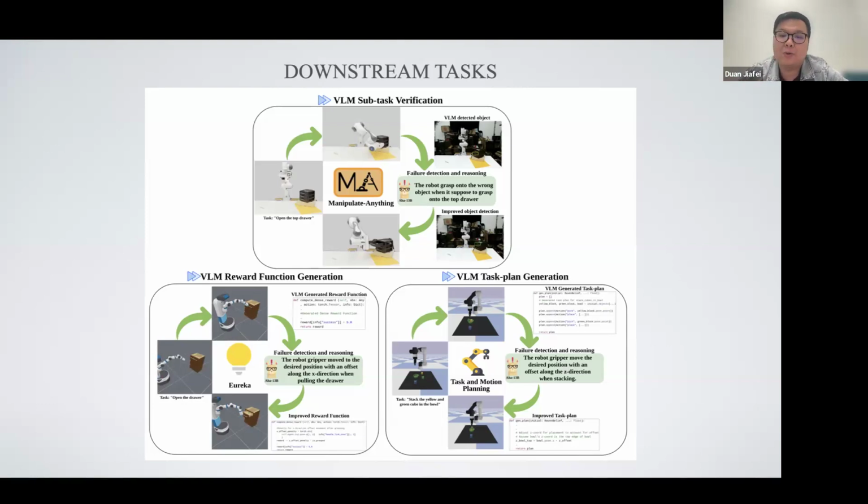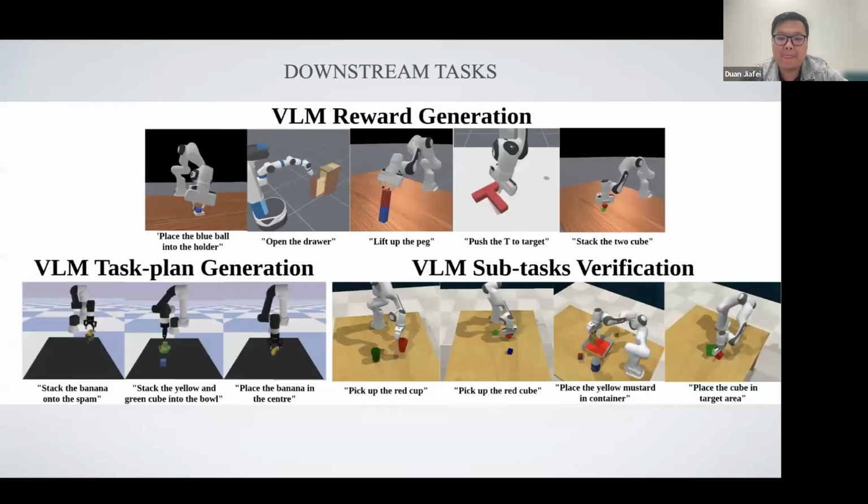And the last one we look into: can we use AHA to do sub-task verification? That means, can we detect whether a sub-goal has been achieved? If it has, give a 1. If it hasn't, give a 0. And then use that to improve the performance of downstream policies.